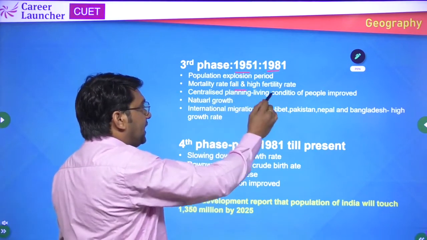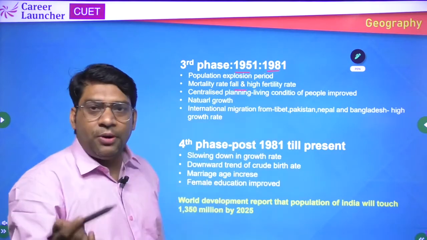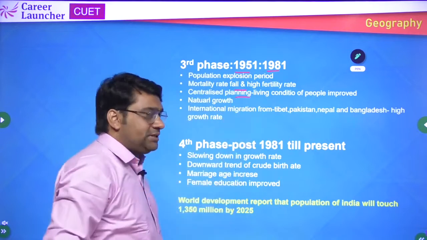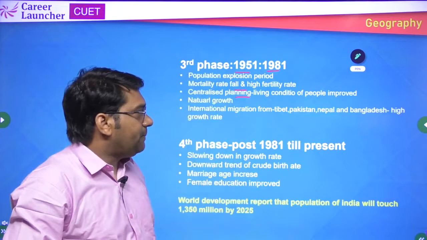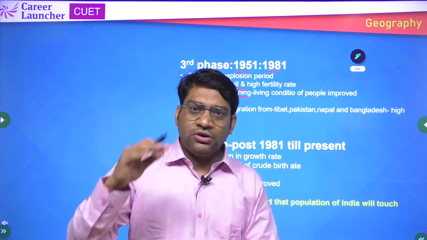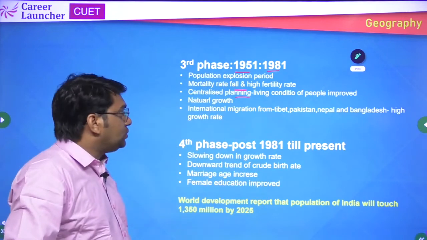Mortality rate falls and fertility rate was high. Even some rural women were still not aware of population control programs. Centralized planning was started by the government, and that was the reason the living conditions of people improved. The government divided the plan into plan and non-plan expenditure. The government focused more on welfare expenditure, and it was a natural growth.